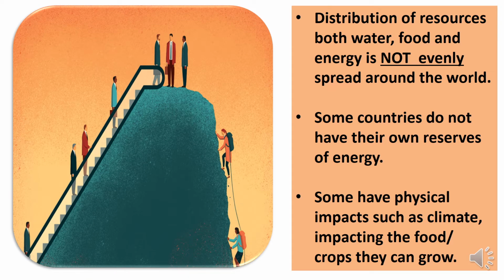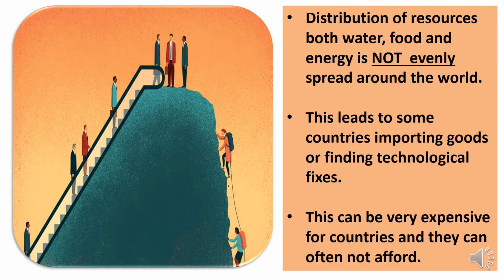As the previous slide showed you, not all resources are evenly distributed, and it can feel like a constant uphill battle for some countries to access resources. Some countries do not have their own reserves of energy, so therefore have to rely on other countries. Other countries have physical barriers such as landscapes or climate which prevent them from growing crops. This uneven distribution often causes countries to then import or find technological fixes to replace these resources. However, this can be very expensive, and many poorer, less wealthy countries cannot afford to do this.